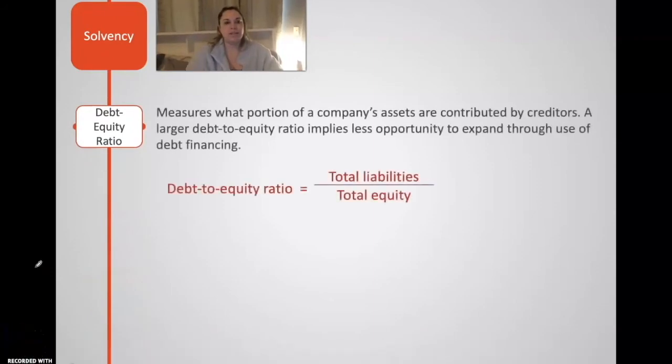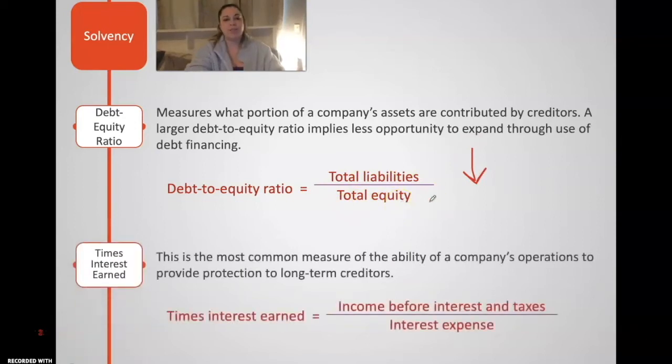So first we have the debt to equity ratio. It measures what portion of a company's assets are contributed by creditors. A larger debt to equity ratio implies less opportunity to expand. So in this case, we do want a lower number. This one's pretty easy. It's just your total liabilities over your total equity.